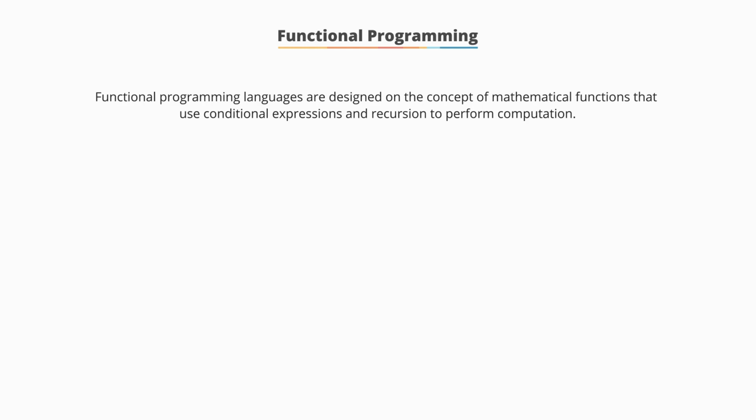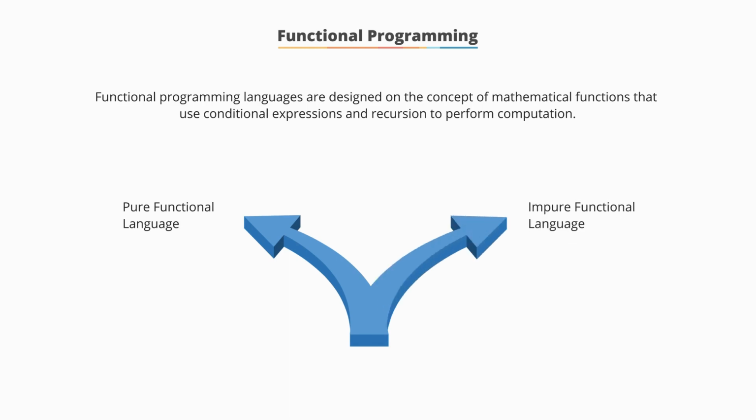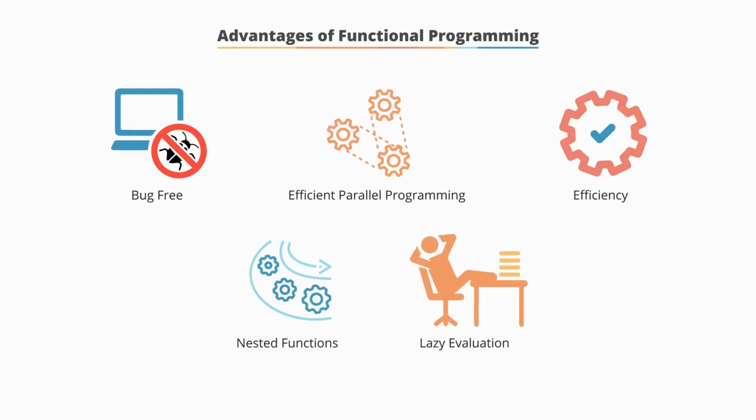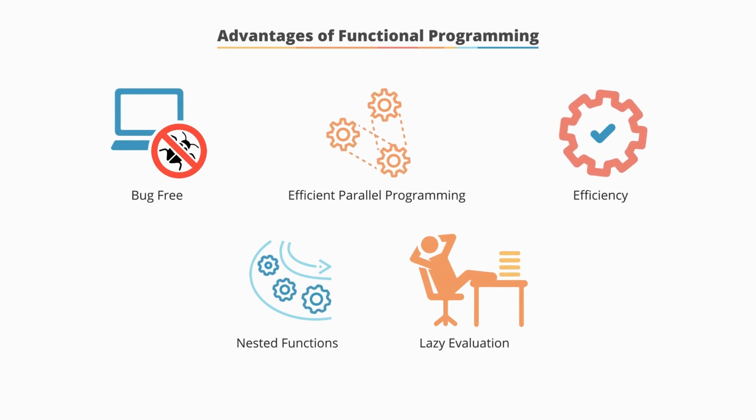Functional programming languages are categorized into two groups. One is pure functional languages. These types of functional languages support only the functional paradigms. For example, Haskell. And then there are also impure functional languages. These types of functional languages support the functional paradigms and imperative style programming. For example, Lisp.